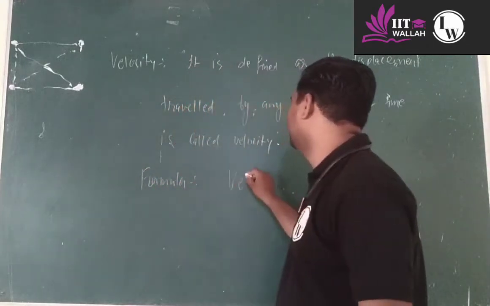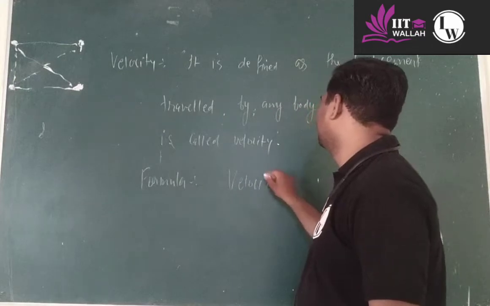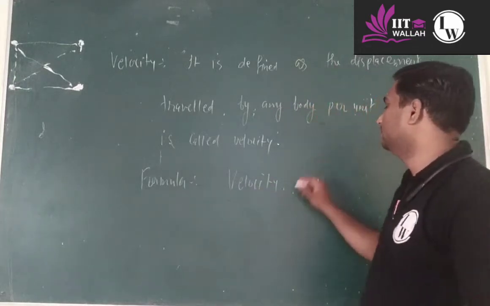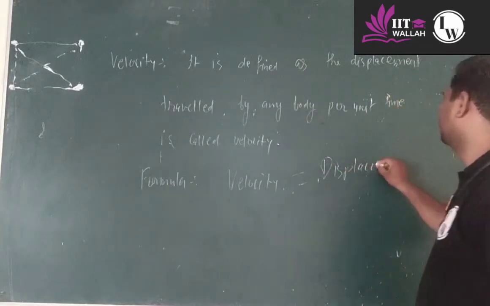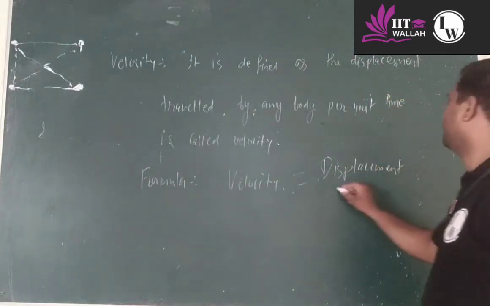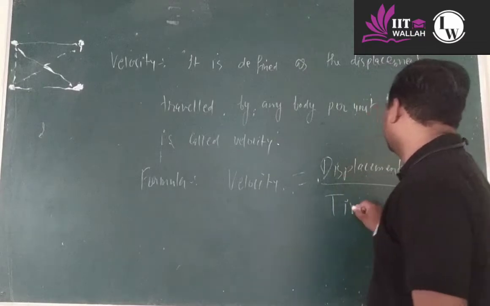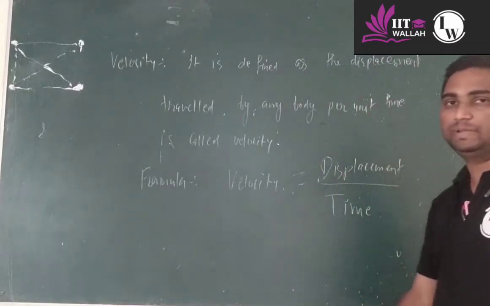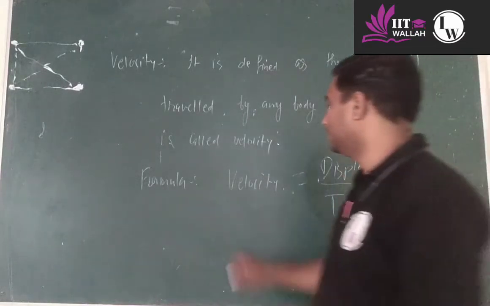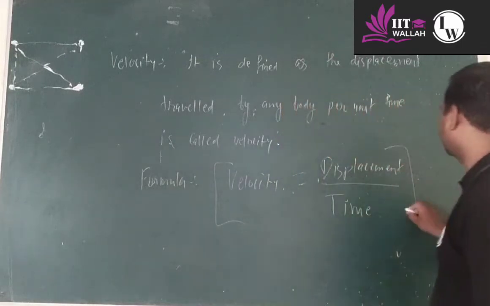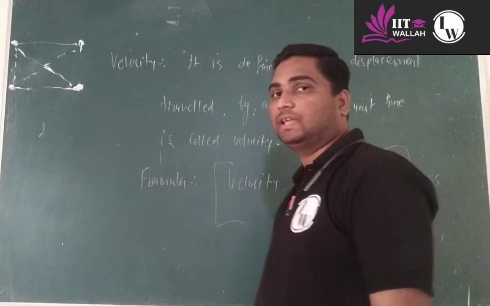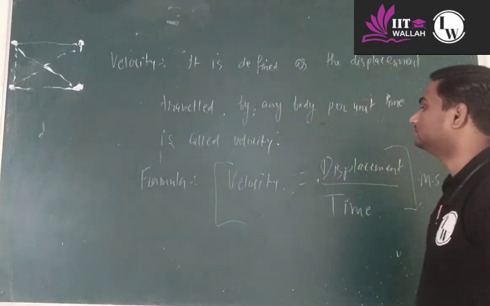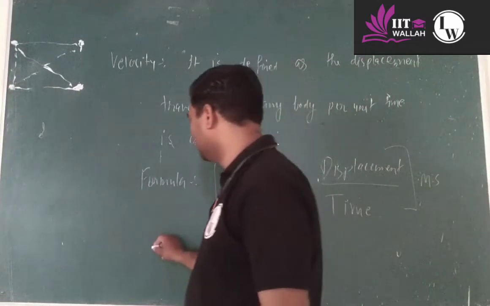So you can write the formula of velocity. Formula of velocity is displacement upon time. Okay, this you have to memorize, MS means mindset. Okay, MS means mindset.